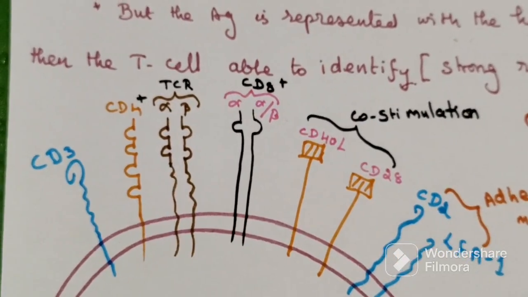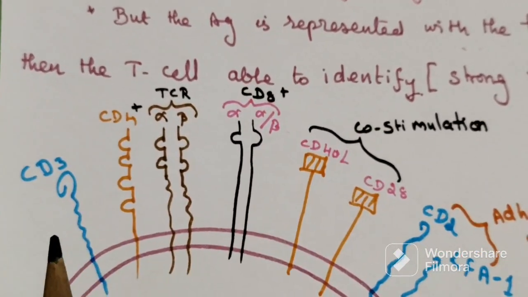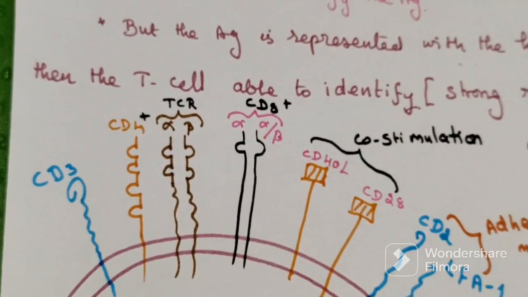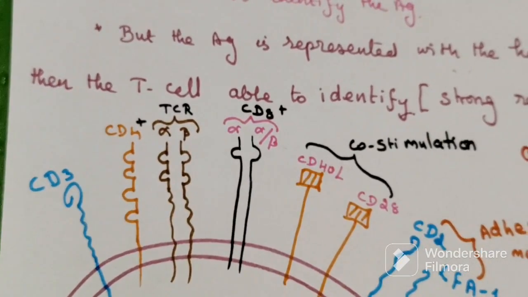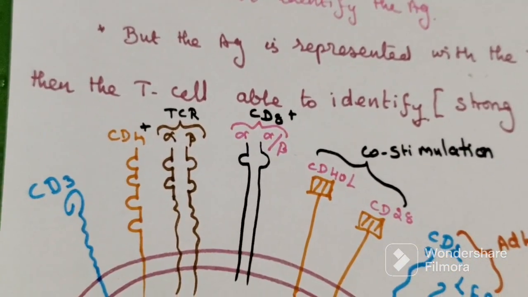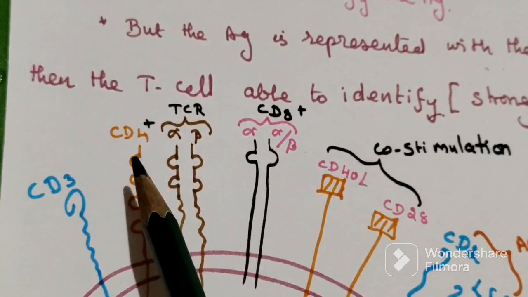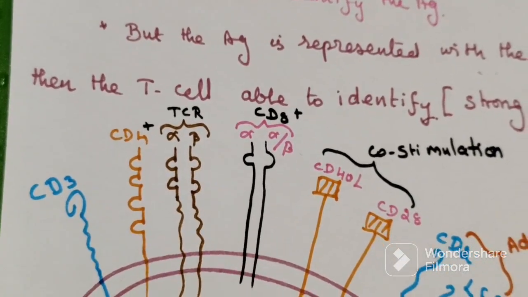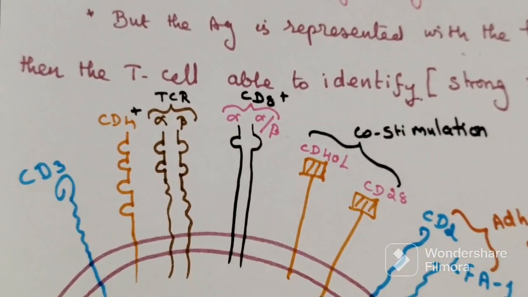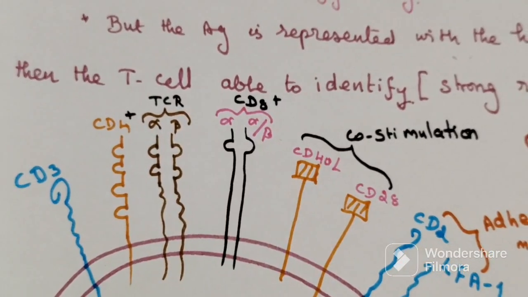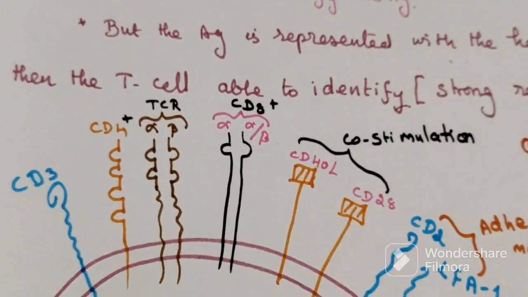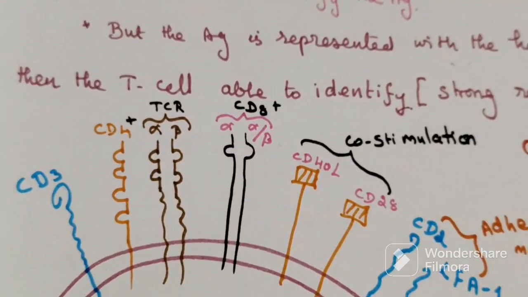First, the surface marker, whose name is CD3. If it is a TH cell, it has a co-receptor known as CD4. The T helper cell has the co-receptor CD4. CD4 has four domains in total and a single polypeptide chain only. This is known as the CD4 plus receptor, found in T helper cells.